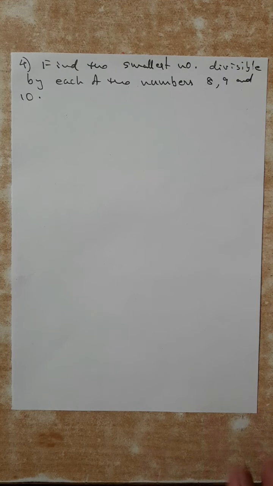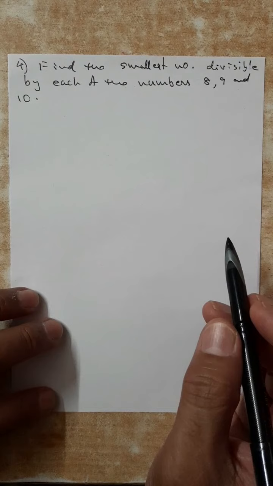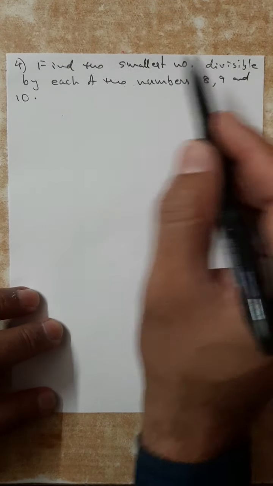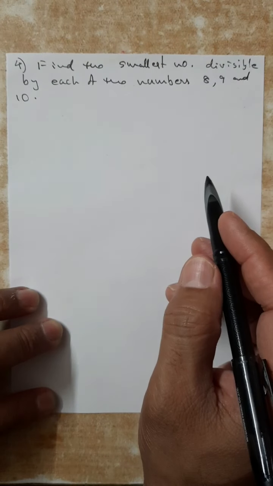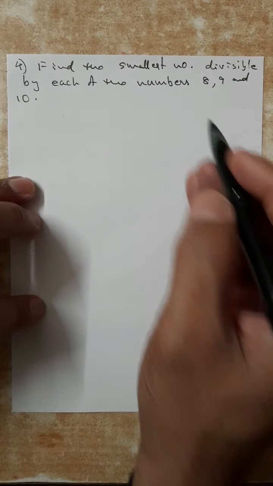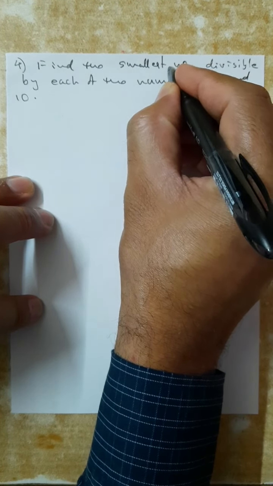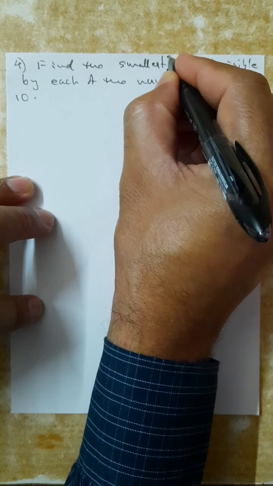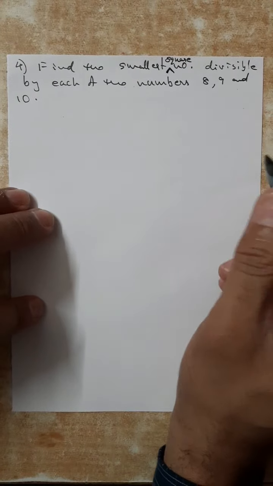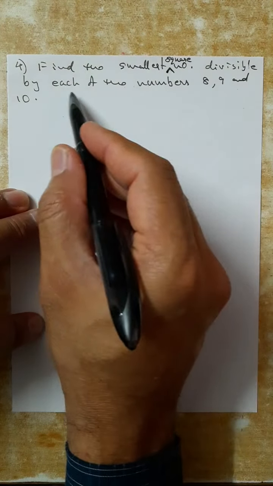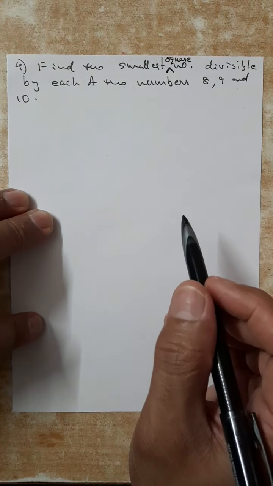Now another type of question. Find the smallest number divisible by each of the following numbers 8, 9 and 10. Find the smallest square number divisible by 8, 9, 10.